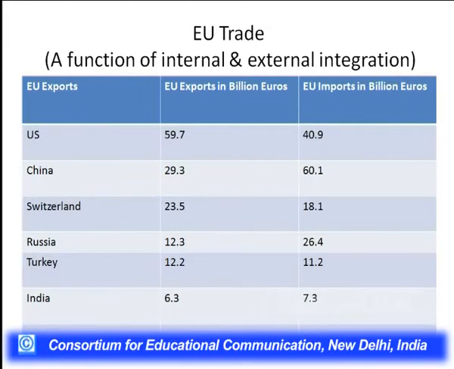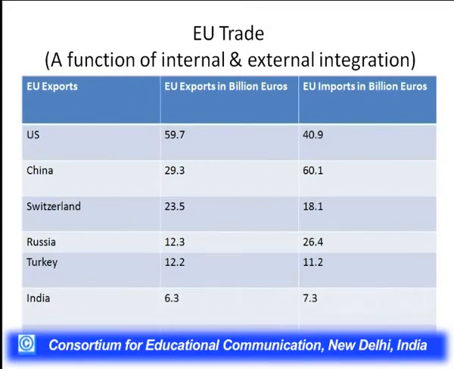Now, this tells you the economic integration of the European Union with other countries in the world. This is the figure of exports and imports of the European Union with other countries. With the US, it has exports of nearly 59.7 billion euros, and European import is nearly 40.9 billion euros. That's the amount that the EU imports from the United States. With China, it has 29.3 export. It exports that amount of goods and products, and import is nearly 60.1.